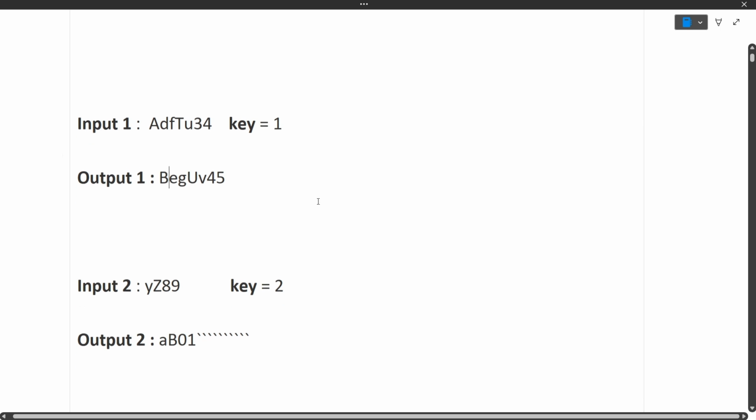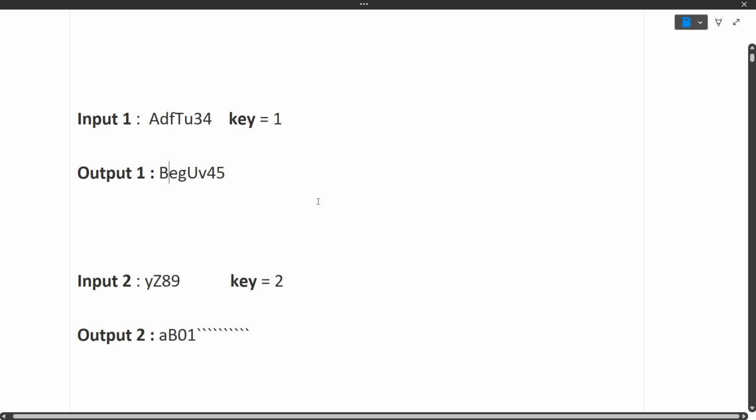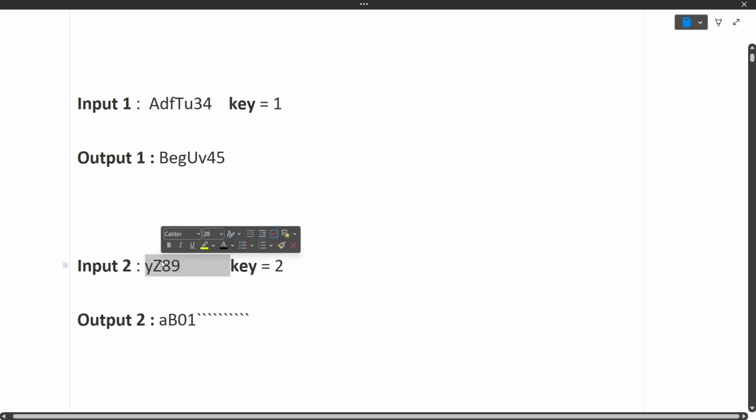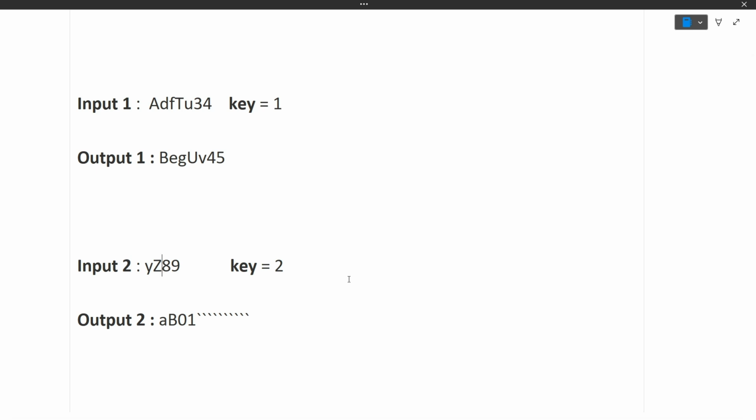Now let's look at our edge case. What will be our edge case in this scenario? That is our input 2, that is, our input string is YZ892. Now we know that after Y comes Z. So, P Q R S T U V W X Y Z. After Z, it will be circularly rotated, and after that A will come again. Z A B C D, like this.